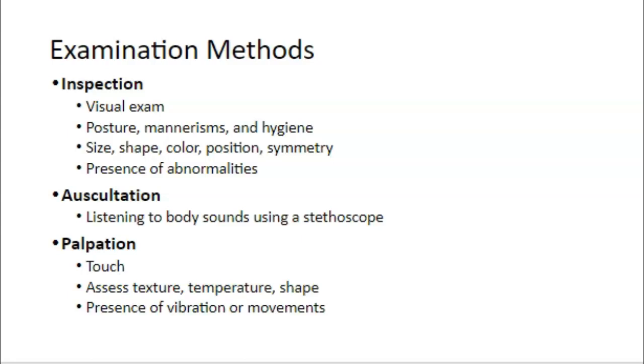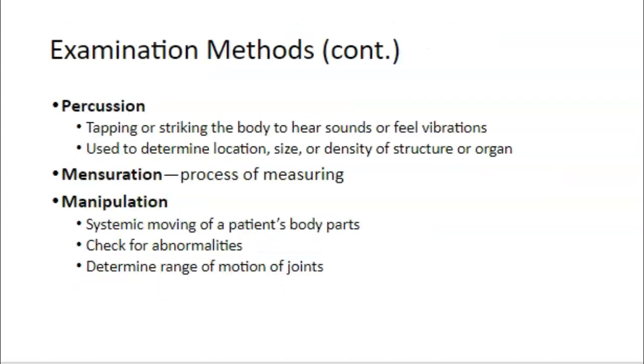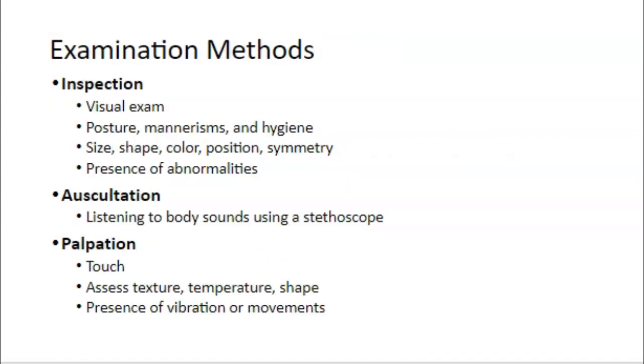Okay, so when we look at examination methods, there's 6 different exam techniques that we're going to talk about, and the acronym for it is IAPPMM. Okay, so the first thing that the clinician does is an inspection. You're going to do a complete visual exam from head to toe.